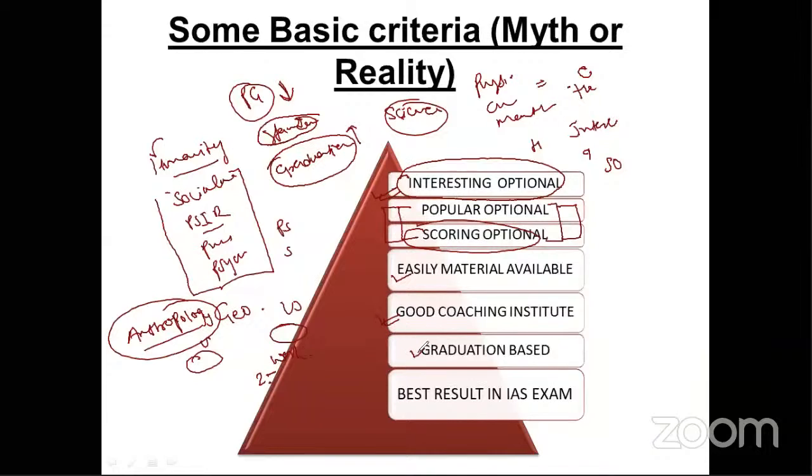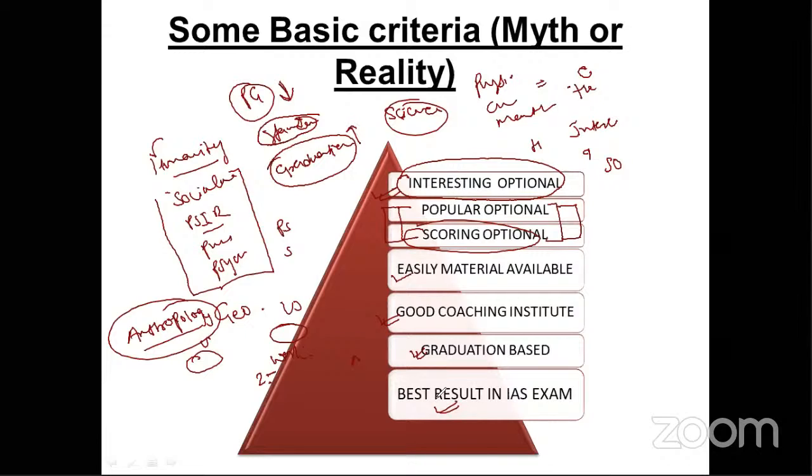Okay, graduation background is again important. That is your academic background. Obviously if you have done your graduation in history, history will be good for you because you have already covered 50 to 60% of the syllabus. When you open the syllabus, you will see that most of the topics you are already familiar with, so it requires only a little bit of finishing from your side. So if a graduation-based subject is available and you are comfortable with the subject, that will be a good strategy for you. And best result in IAS exam, this will help you from the past year record.